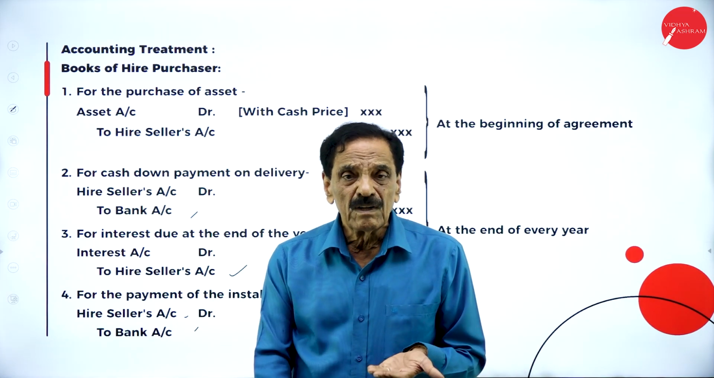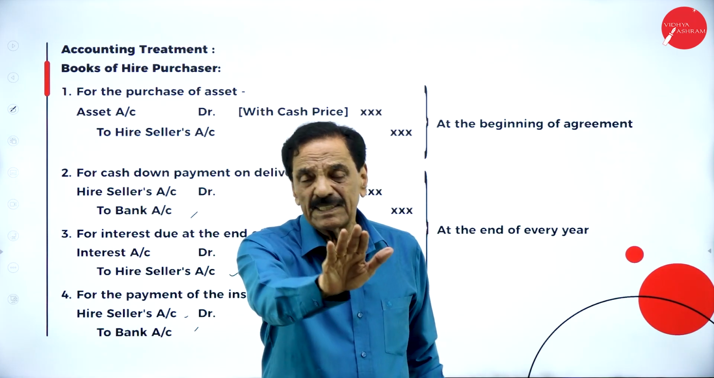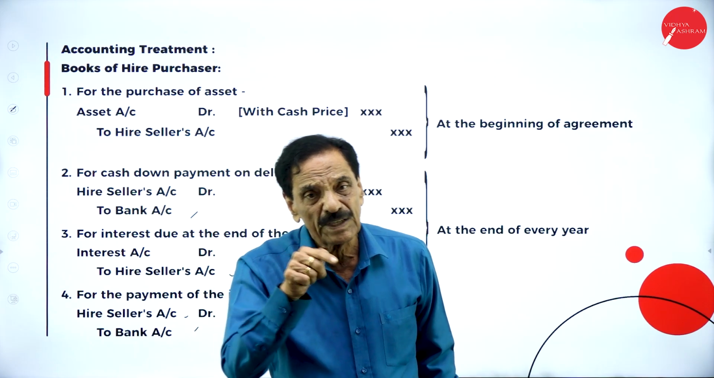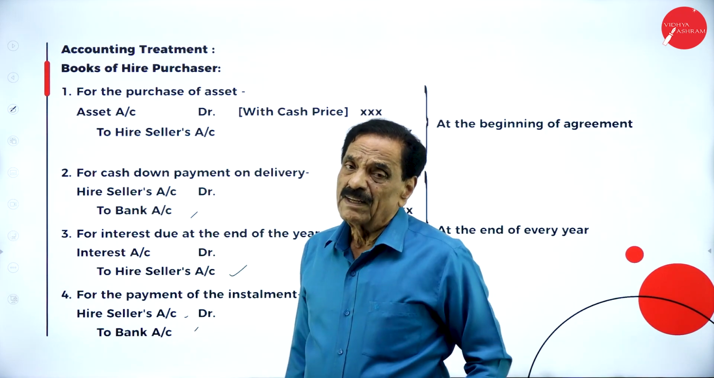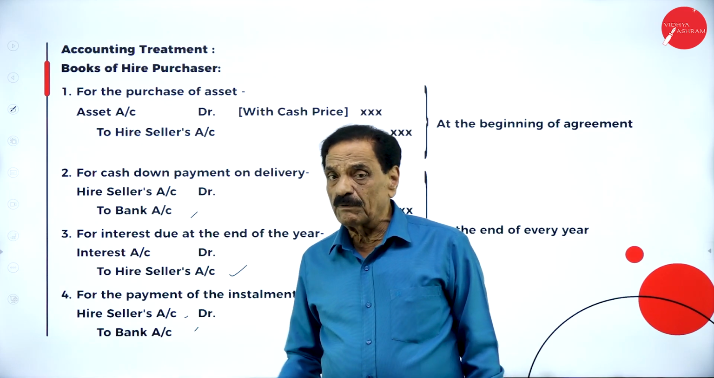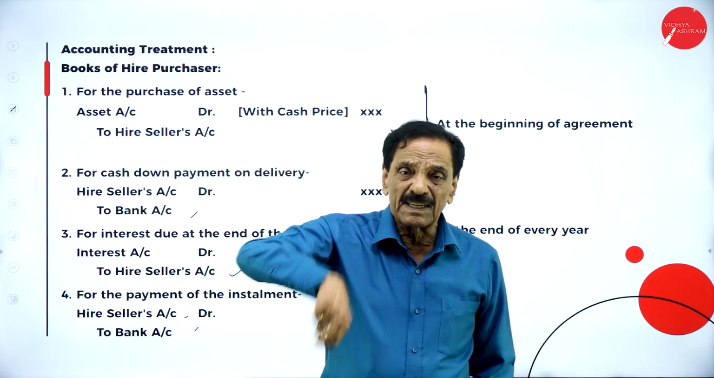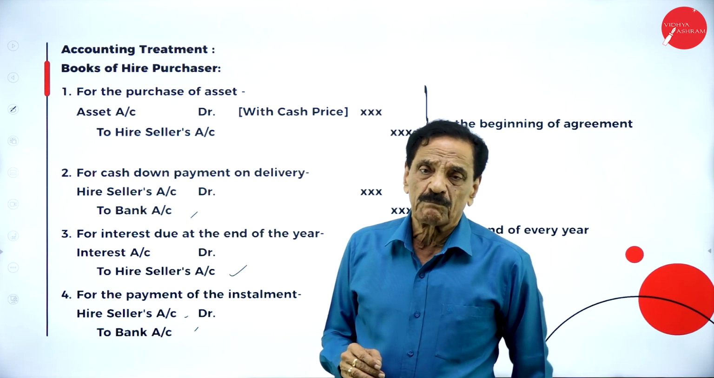Now how will it go? First, the total cost price. What is the first entry? Asset account debit to hire seller account. For the down payment, hire seller account debit to bank account. These two entries will be passed at the beginning of the year. Then at the end of the year, the interest will be calculated. What's the entry? Interest account debit to hire seller account. When that installment is paid, hire seller account debit to bank account.